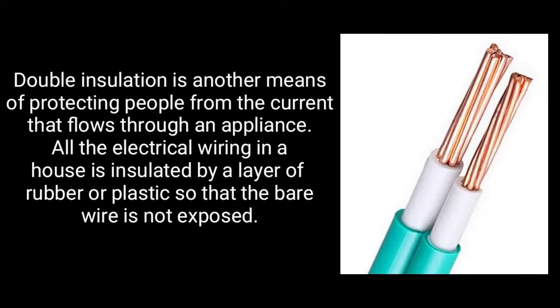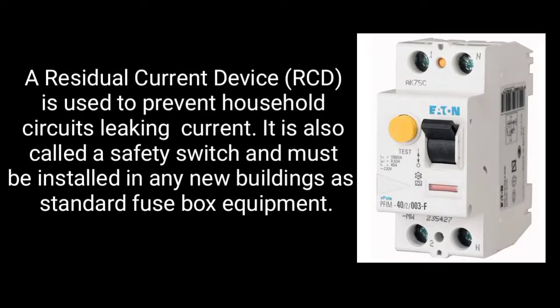Double insulation. Double insulation is another means of protecting people from the current that flows through an appliance. All the electrical wiring in a house is insulated by a layer of rubber or plastic so that the bare wire is not exposed. Residual current device or RCD. An RCD is used to prevent household circuits from leaking current. It is also called a safety switch and must be installed in any new building as standard fuse box equipment.